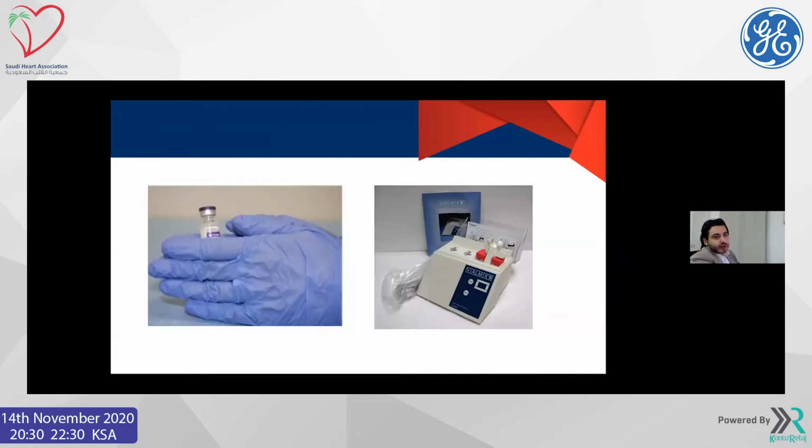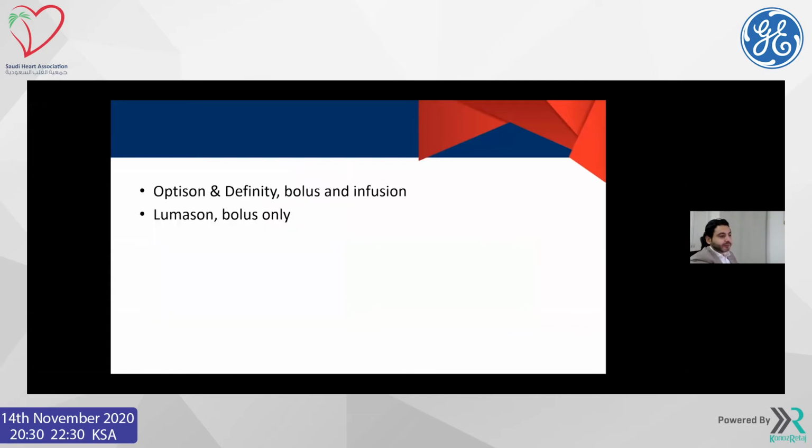How to prepare it also depends on the company. For example, for Optison, you just put it in your hand and roll it between your palms until you have a resuspension. For Definity, you have to use an agitator, a specialized machine to shake the vial vigorously. It can be given as a bolus and infusion in the case of Optison and Definity. Lumason is a powder formulation that is mixed with saline and given only as a bolus.